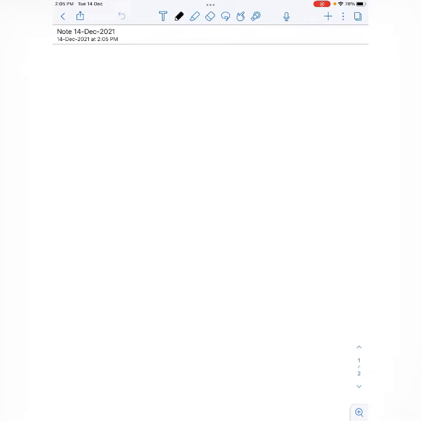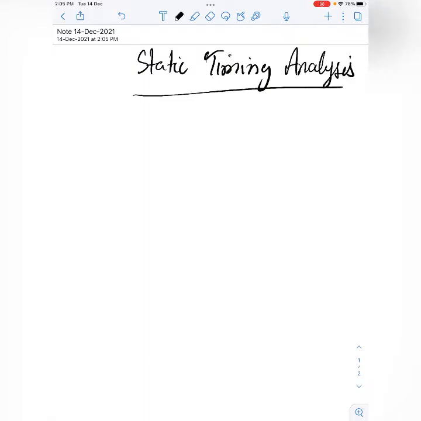Like people have generally, even during my masters I had nightmares about this static timing analysis. So this one is static timing analysis. So the first question is, what is static timing analysis?